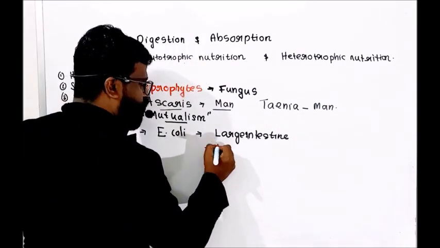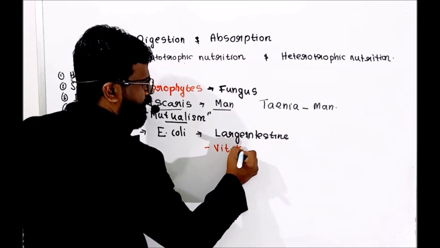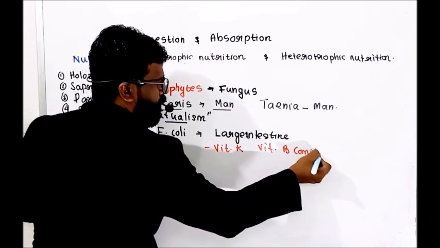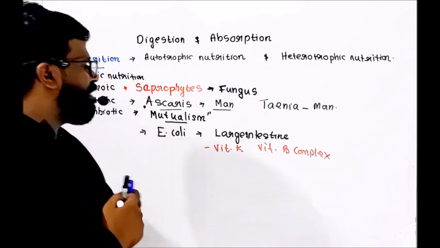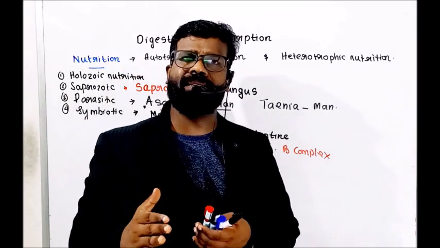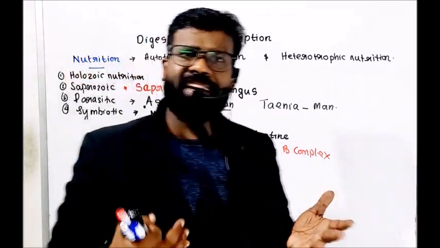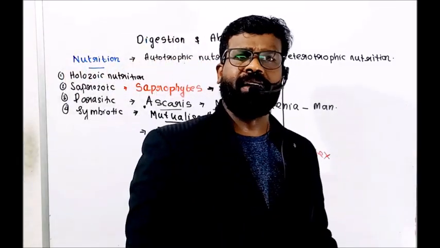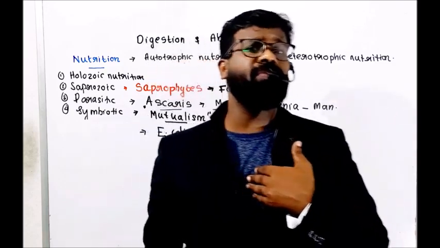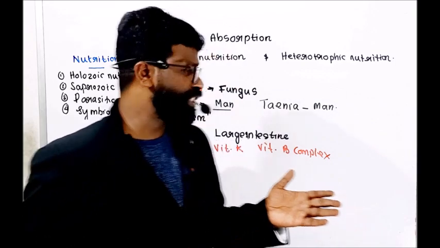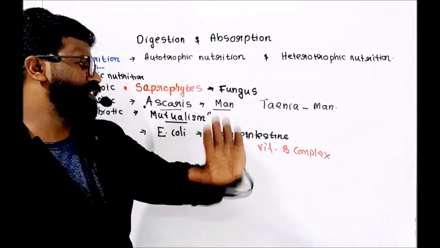The E. coli inhabiting our large intestine synthesize vitamin K and vitamin B complex. By this relation, we get nutrients from this vitamin synthesis, and bacteria get food and shelter from our body. Both of them are mutually benefited. This type of nutrition is called symbiotic nutrition.